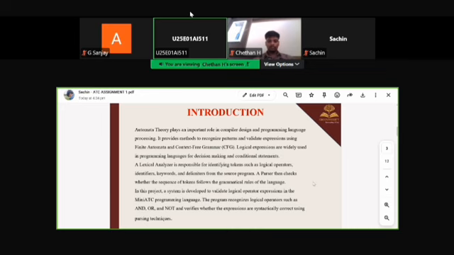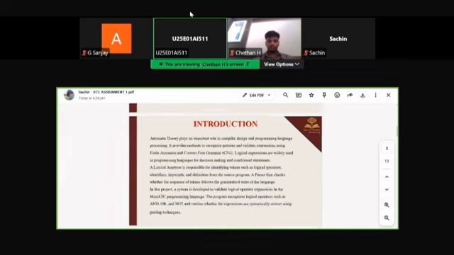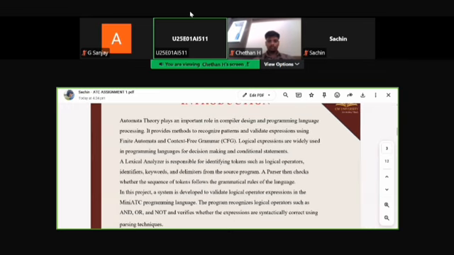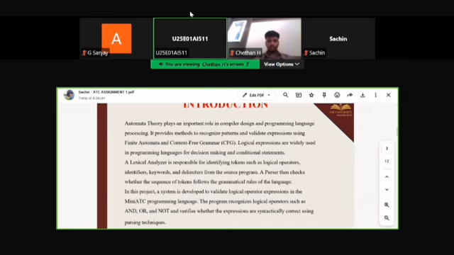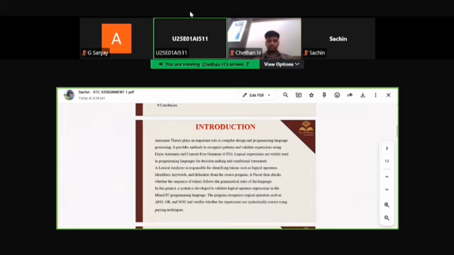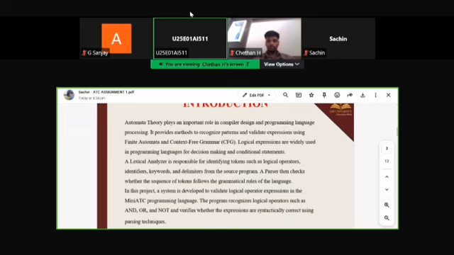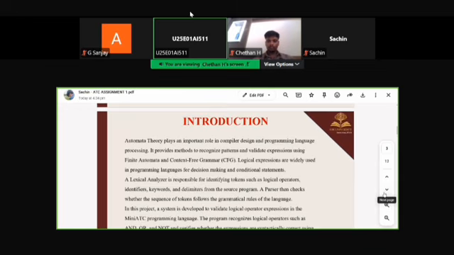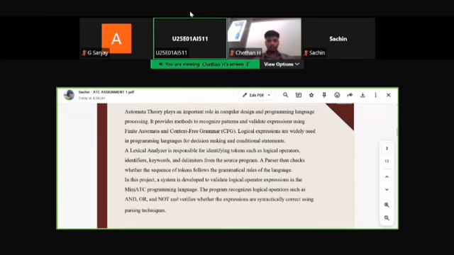A lexical analyzer is responsible for identifying tokens such as logical operators, identifiers, keywords, and delimiters from the source program.